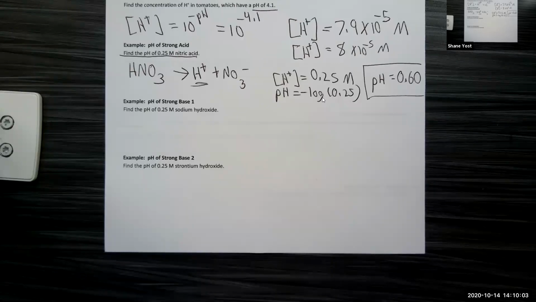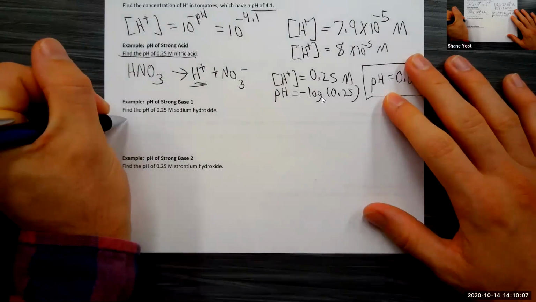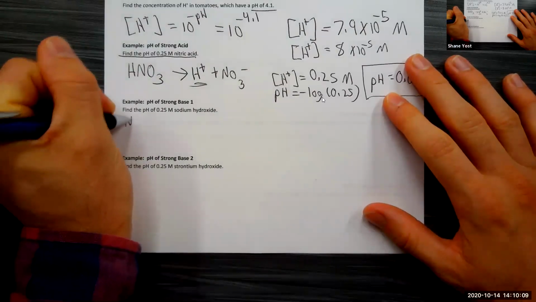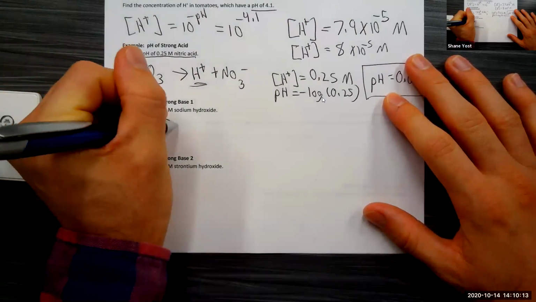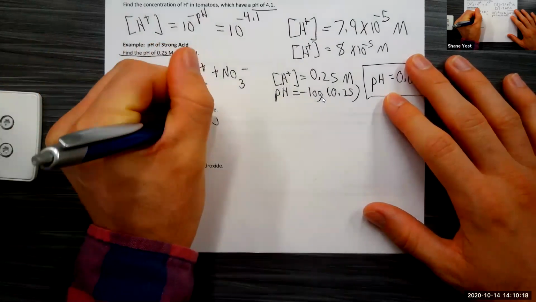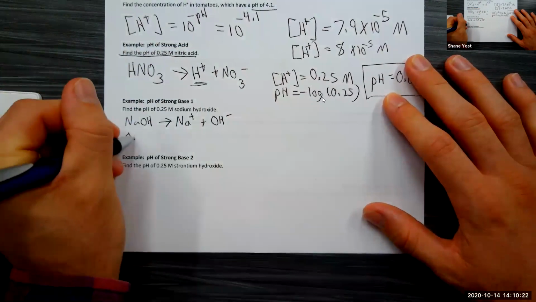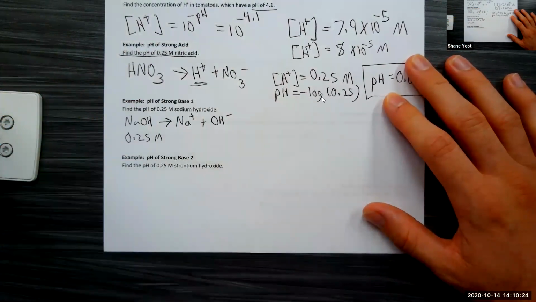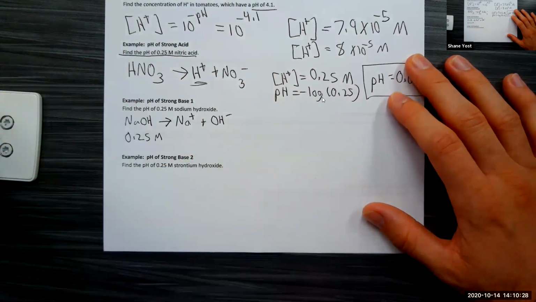All right, so we want to find the pH of these solutions. I have a sodium hydroxide solution. In solution, that's a strong base, so it completely breaks apart into sodium ions plus hydroxide ions. If I start off with 0.25 molar sodium hydroxide, what's the concentration of my hydroxide ion?